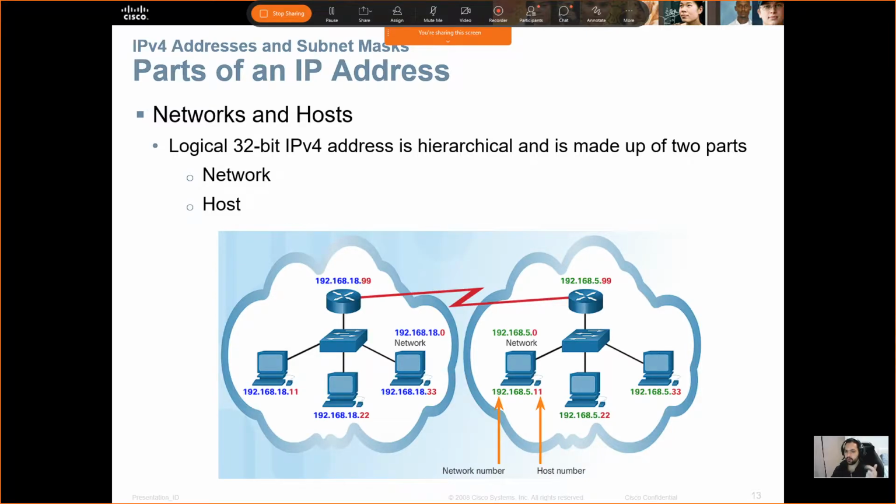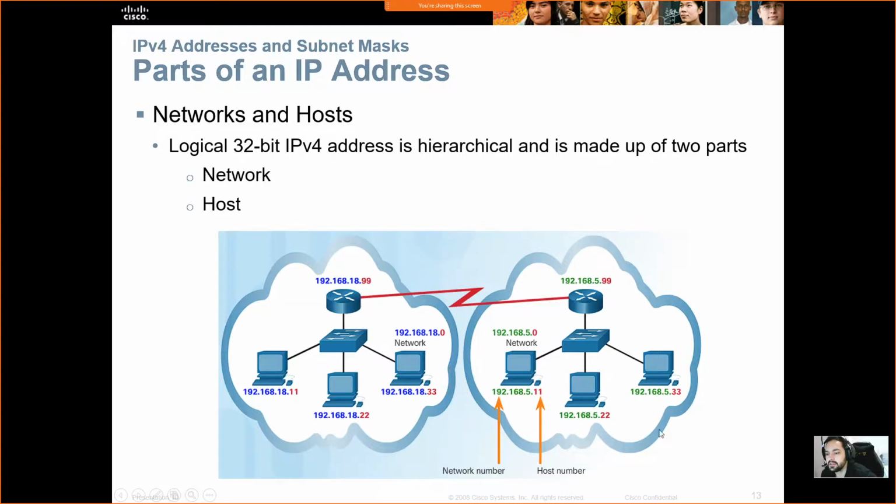192.168.5. So it's the portion of the IPv4 address that is shared amongst all the devices within that LAN. Is that clear to everyone? Now let's have a look at the red portion of each one of the IPv4 addresses represented here. And we can just realize that the red portion is different for each one of the devices within that specific LAN.